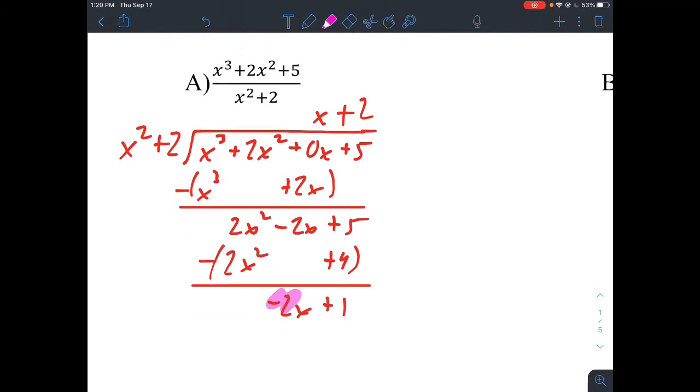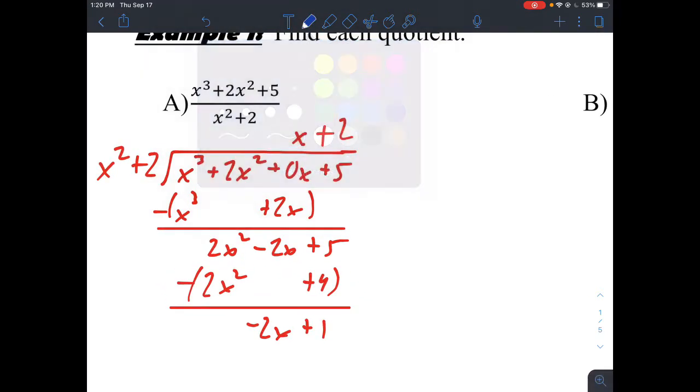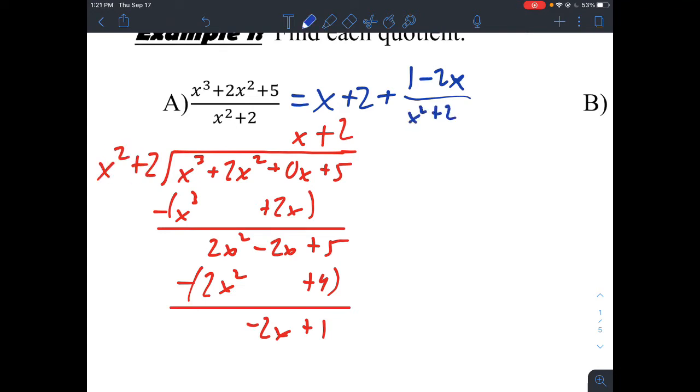You can try one more time, but negative 2x divided by x squared does not work. X squared does not go evenly into negative 2x. So that means you're done. And our final answer is right here. X plus 2 plus, this is your remainder. So I'm going to write it as 1 minus 2x instead of negative 2x plus 1 over your original denominator here. X squared plus 2.